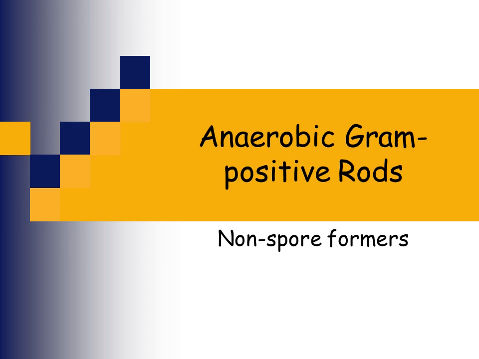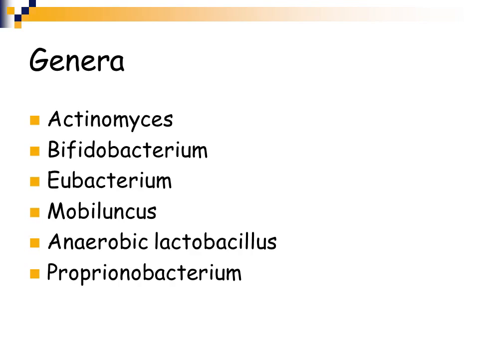So we are now going to talk about the anaerobic gram-positive bacilli, but these are non-spore formers. So the Clostridium species form spores, and these next organisms do not form spores. So the genera that are gram-positive bacilli that don't form spores are Actinomyces, Bifidobacterium, Eubacterium, Mobiluncus, the anaerobic Lactobacillus, and Propionibacterium.